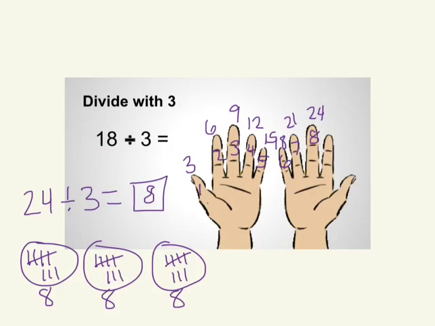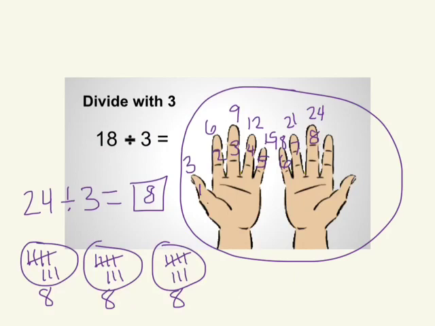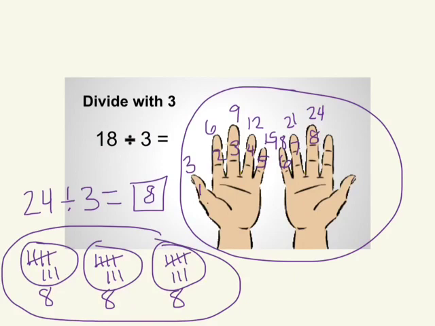I got 24 divided by 3 equals 8. Did you skip count on your fingers, or did you draw circles? It doesn't matter as long as you got the answer 8. And we know eventually you'll have 24 divided by 3 memorized, and right away you'll know it's 8. Good luck practicing your divide and multiply with 3.